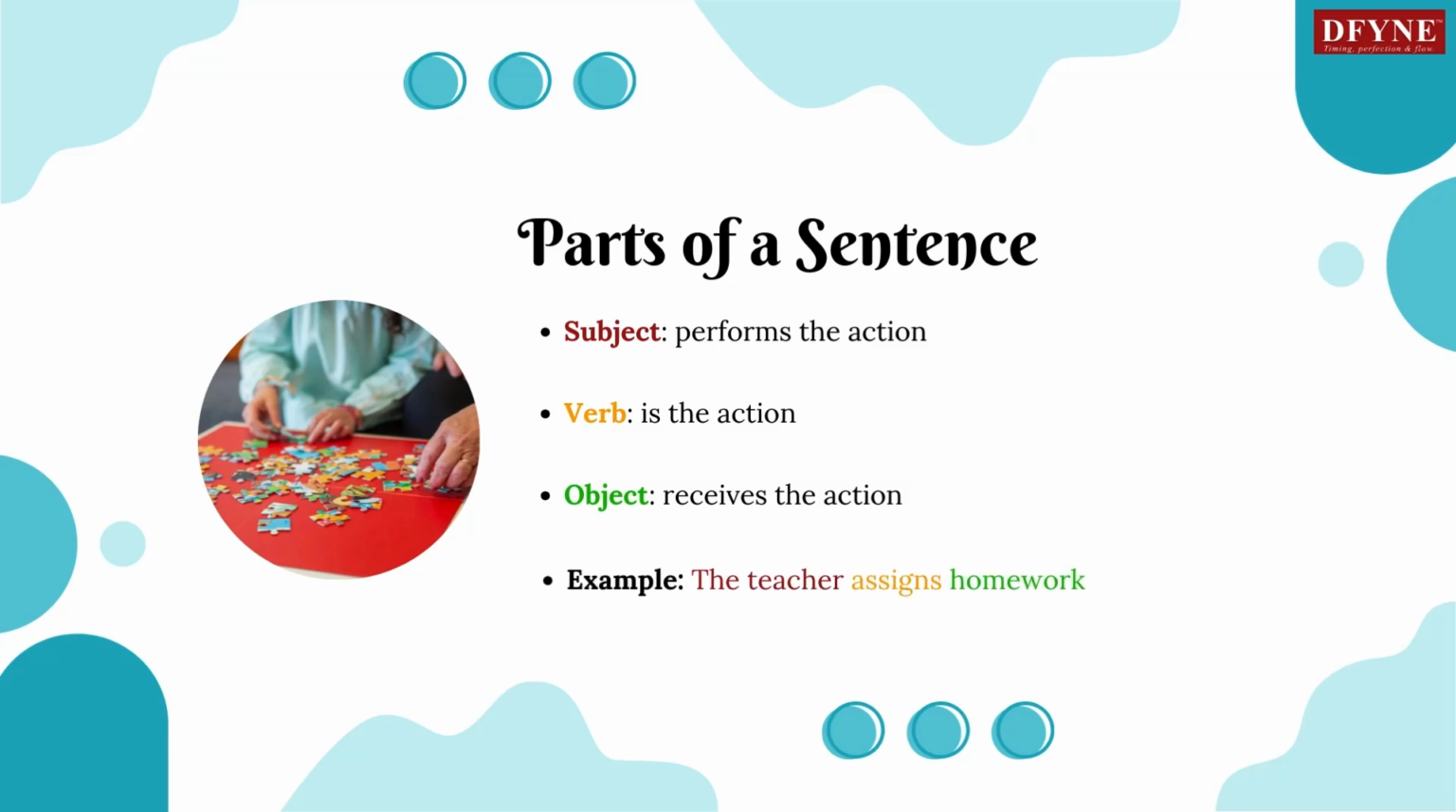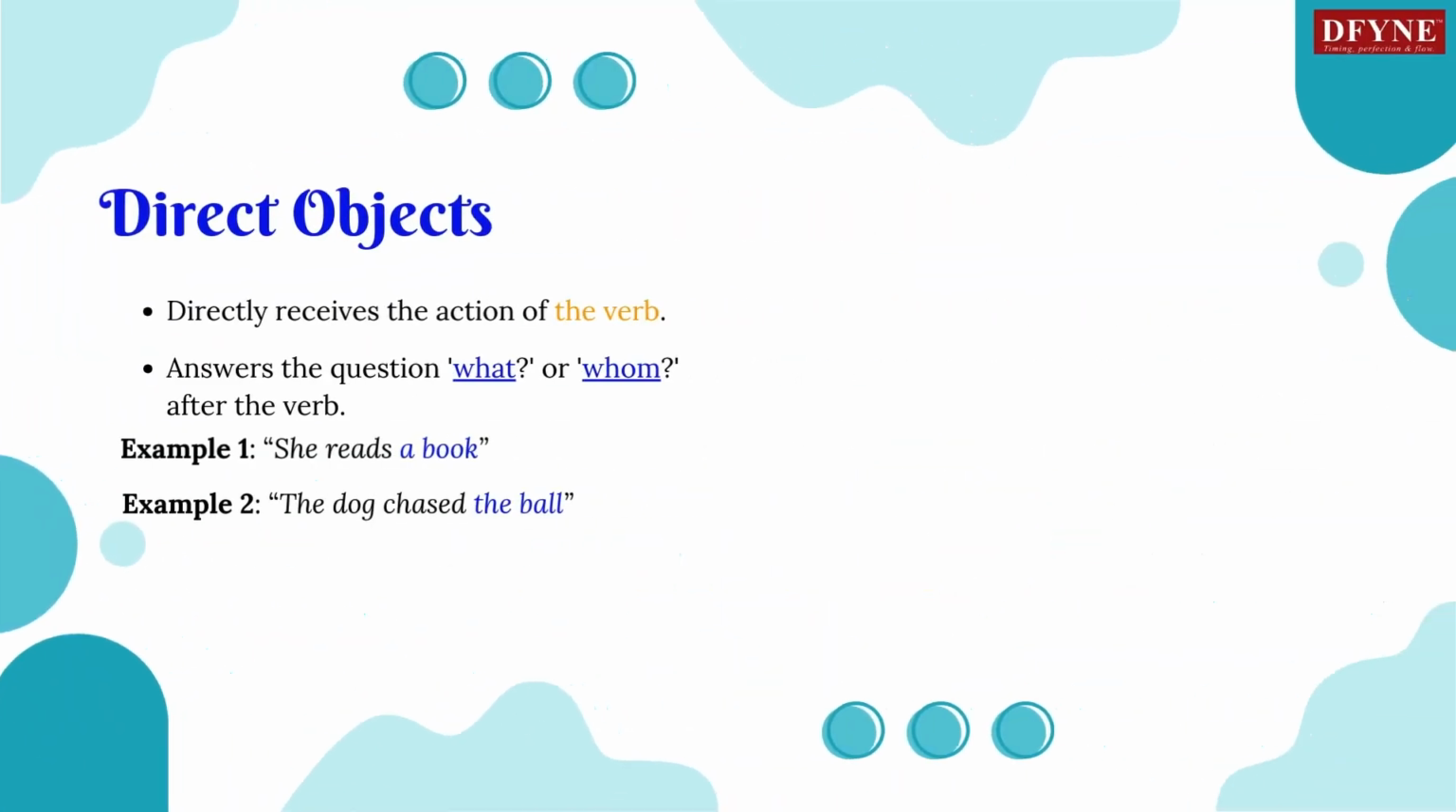For example, in the sentence, "The teacher assigns homework." Teacher is the subject and performs the action of assigning. Assigns is the verb that the subject performs, and homework is the object of the verb and answers the question, what was assigned. A direct object is the noun or pronoun that directly receives the action of the verb.